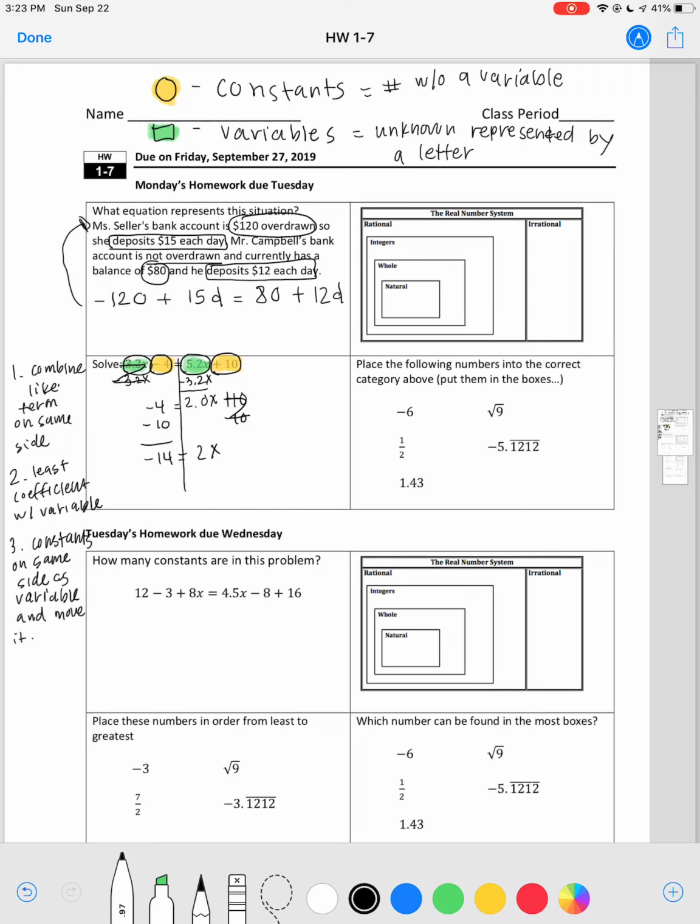And our last step is to divide both sides by the coefficient. So we're going to divide both sides by 2, and this will become 1, and we'll be left with x equals, and make sure we simplify everything.